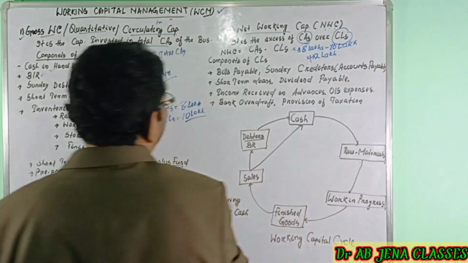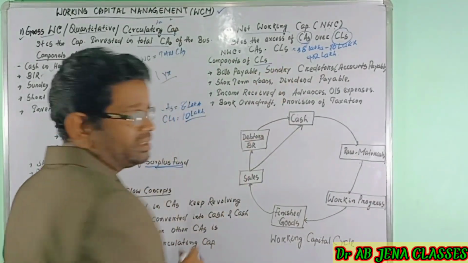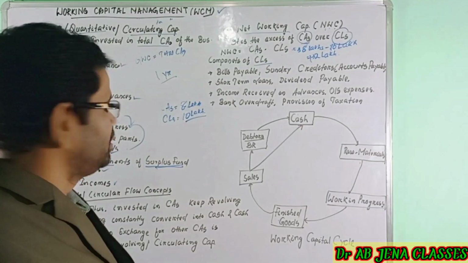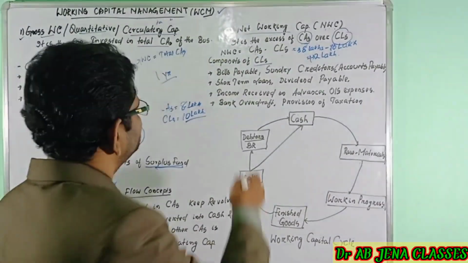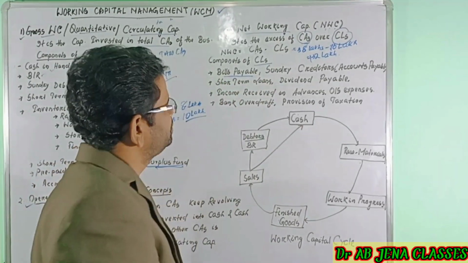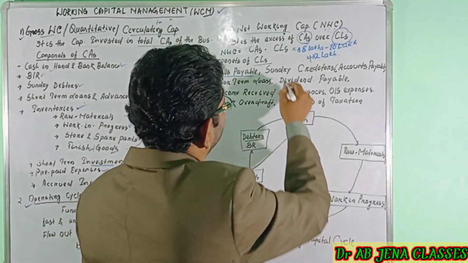What are the components of current liabilities? I have already told you the meaning of current assets and current liabilities. So it's the bills payable, then the sundry creditors.